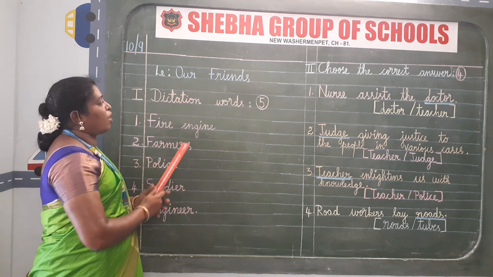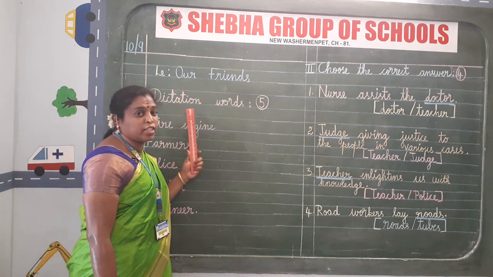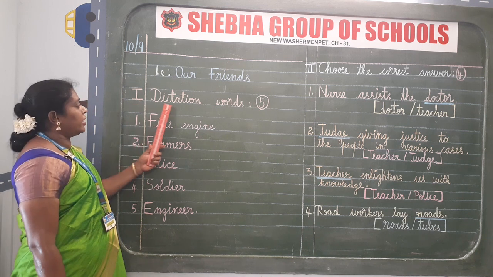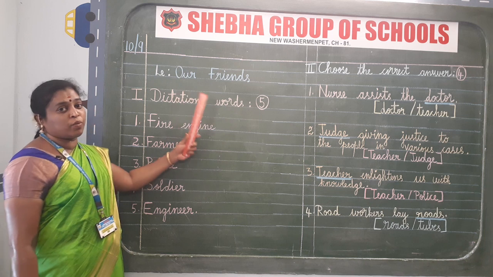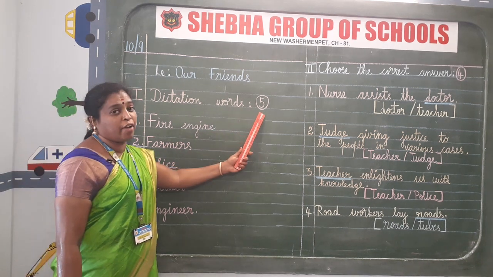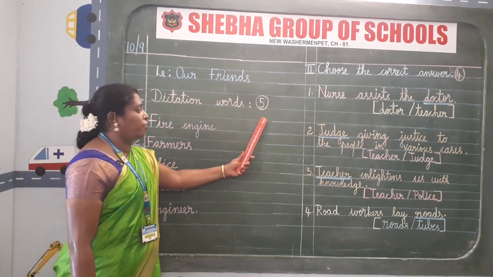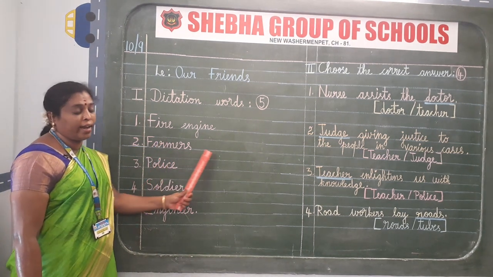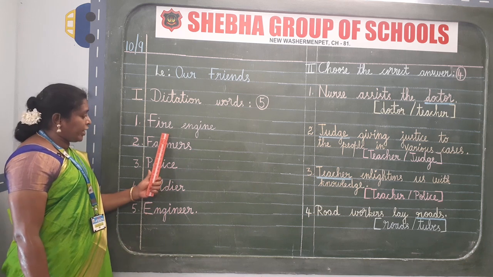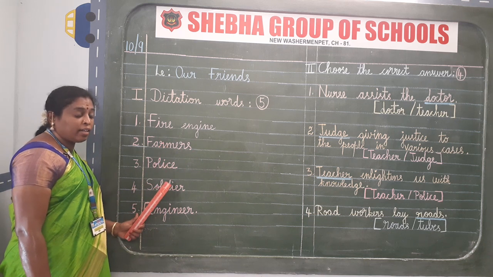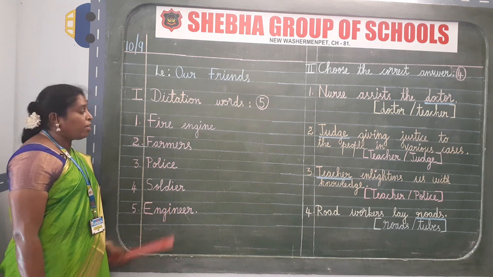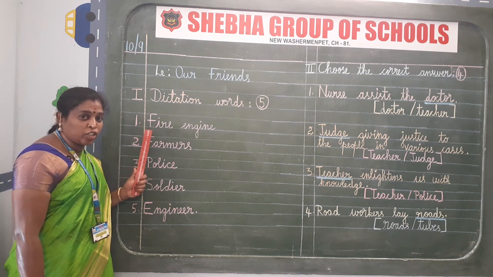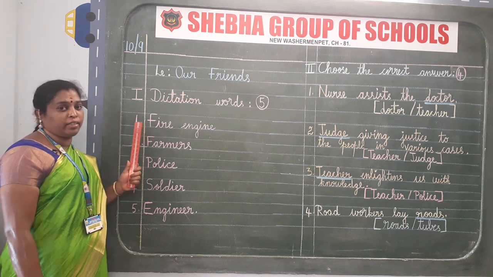Okay, students, now we are going to write the first Roman letter. What is the first Roman letter? Dictation words. Number of words is 5. Okay, children, for each word, you have to leave one line and write the words. Start with the capital letter, write with neat handwriting. Okay, children, now let us write the words.